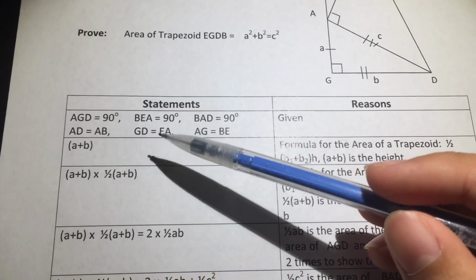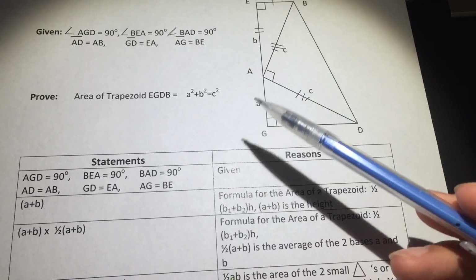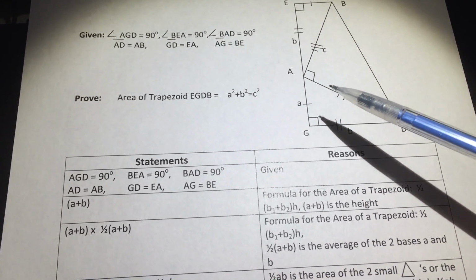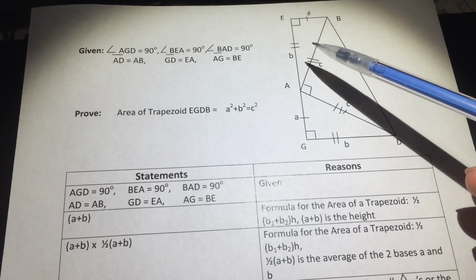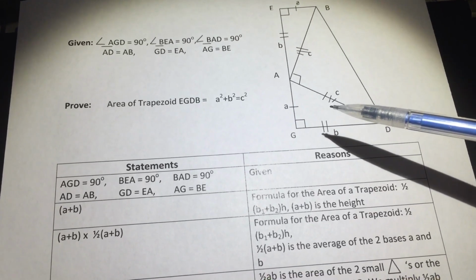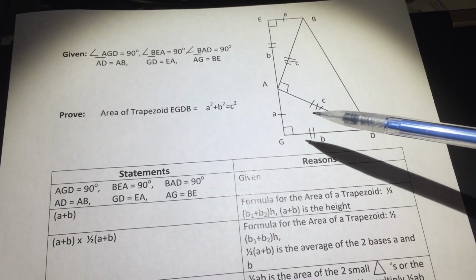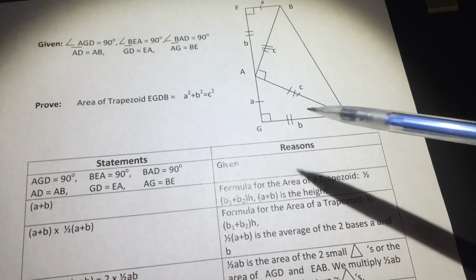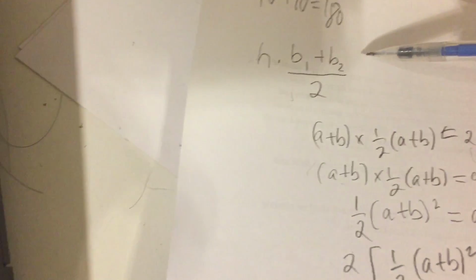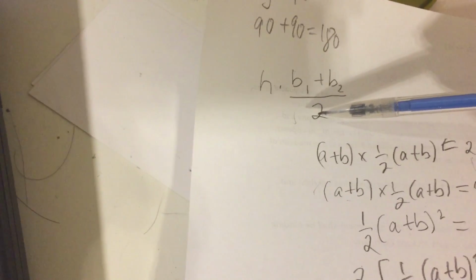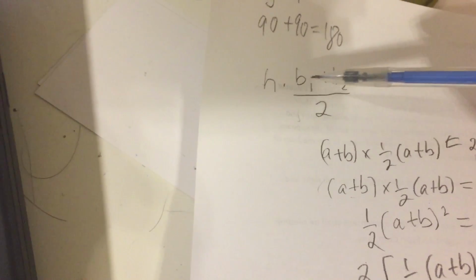The first statement states all of the given information, and then we simply have to figure out a formula that covers the area of this whole trapezoid. There are two possible ways of doing this. The first way is to find the area of the whole trapezoid itself. If you remember correctly, the formula for an area of a trapezoid is height times base 1 plus base 2 over 2, or height times the average of the bases.